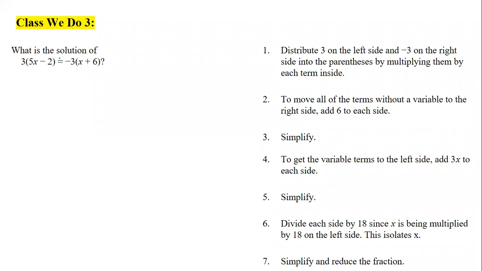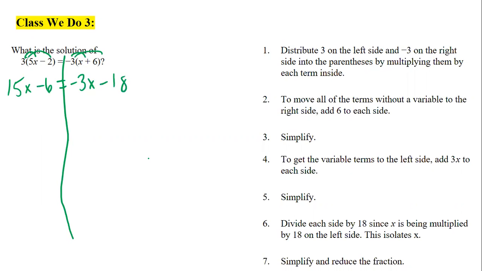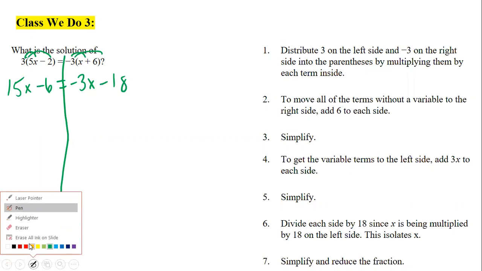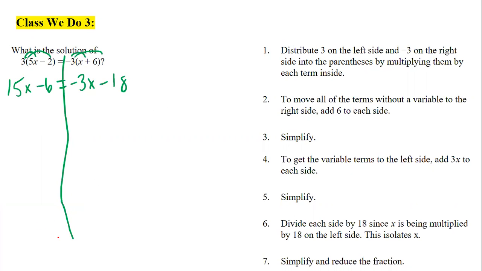Okay, so let's run through this. The first thing you should have done was distribute your 3 and your -3. And that gives you 15x minus 6 equals -3x minus 18. Okay. Second thing you should have done was move your terms with the variable to the right side or to the left side, whichever you want to do it. So I'm going to add 3x. And I'm going to simplify. And that leaves me with 18x minus 6 equals -18.